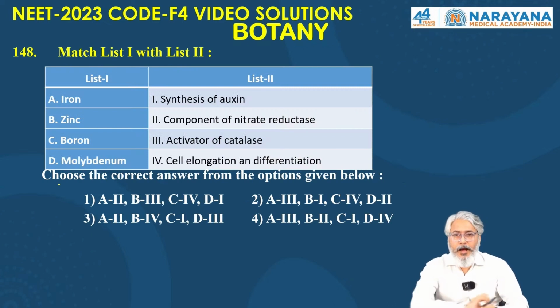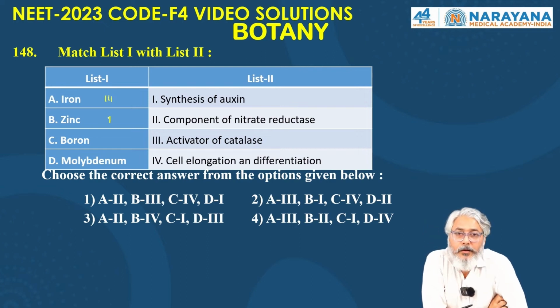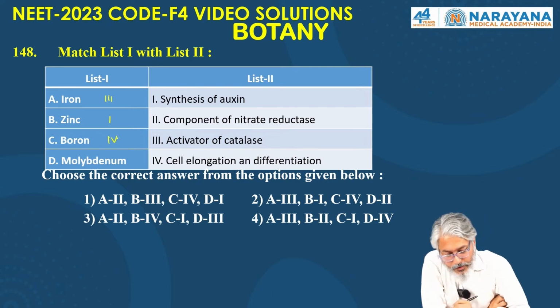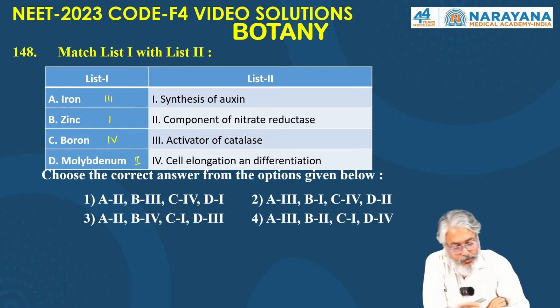The metal is iron, activator of catalase. Zinc, synthesis of auxin, it is required. 1. Boron. Boron is for cell elongation and differentiation. Number 4. Molybdenum, component of nitrate reductase. So the answer is 3, 1, 4, 2. 3, 1, 4 and 2. The answer is the second.